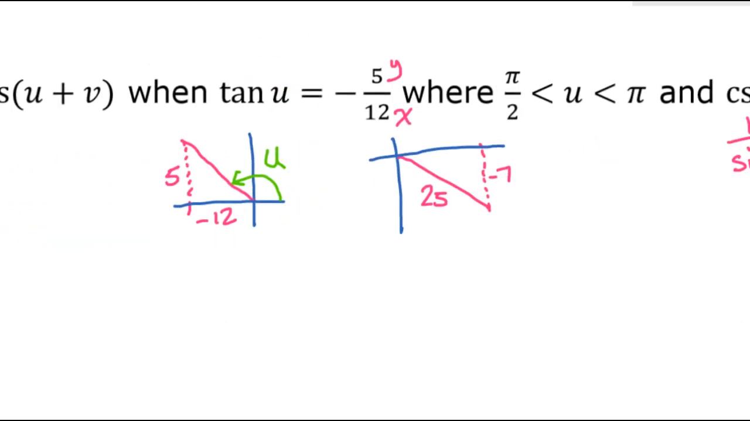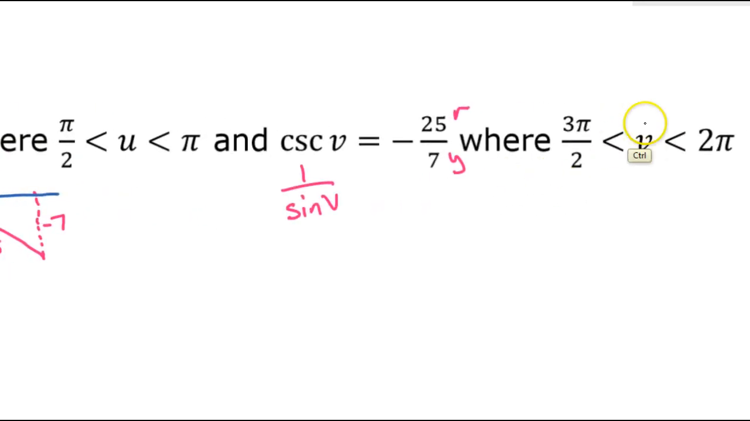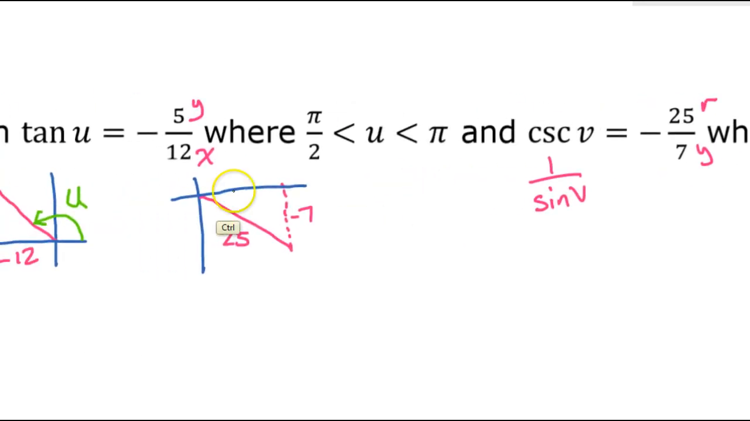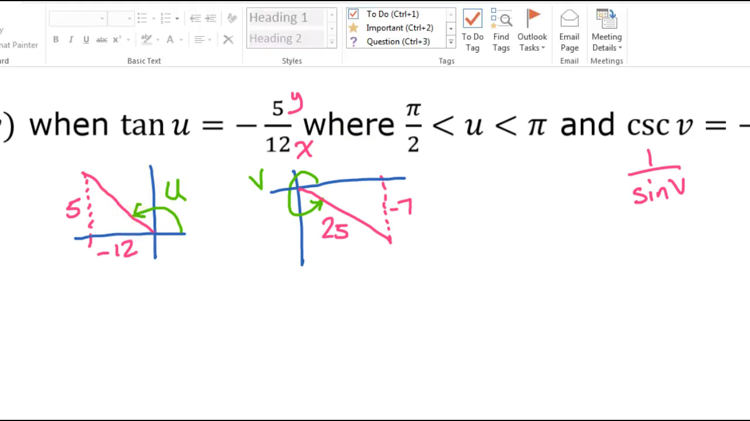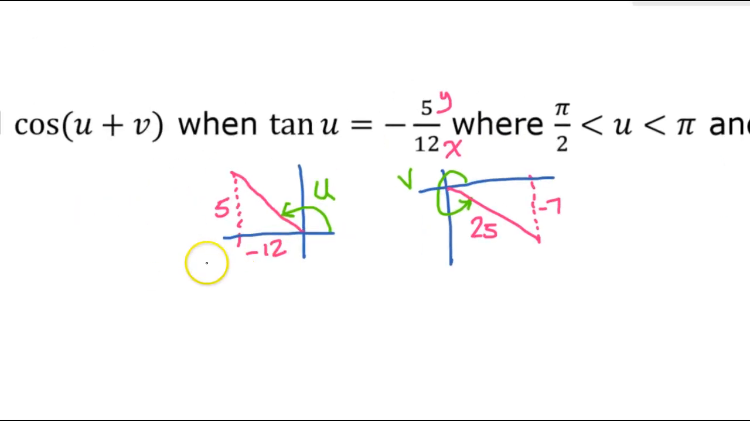Now, might as well go ahead and label that. So we're talking about angle V over here. So this is angle V. Now, I need to find the missing values. For angle U, I need the r. 5, 12, 13. I know that the radius is 13. The triple here, I have 7 and 25. The other one is 24. And it'll be positive 24 in this quadrant.